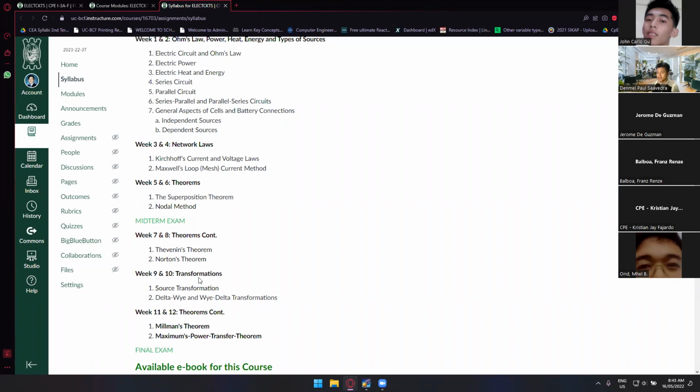And then 9 and 10 is another kind of, okay, so this is maybe not a kind of theorem, but it's somewhat a principle also, which is similar to theorem. So this is what is source transformation. And then we have the delta-Y and Y-to-delta transformation. And then continuation of theorem. Okay, so we have here the Millman's theorem, and then the last one is the maximum power transfer theorem.